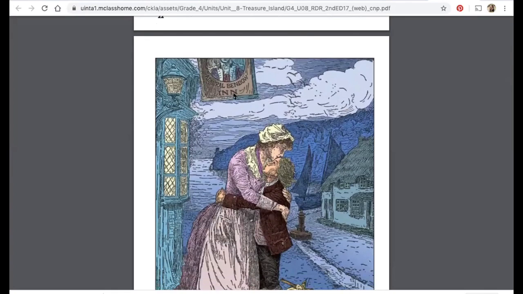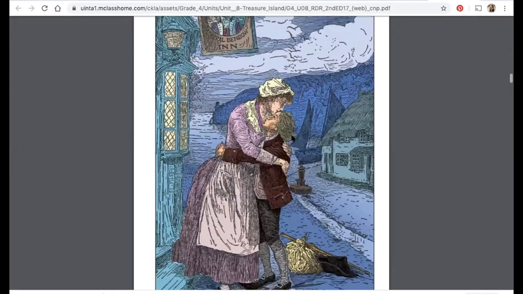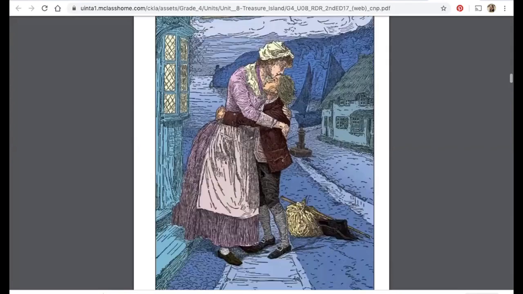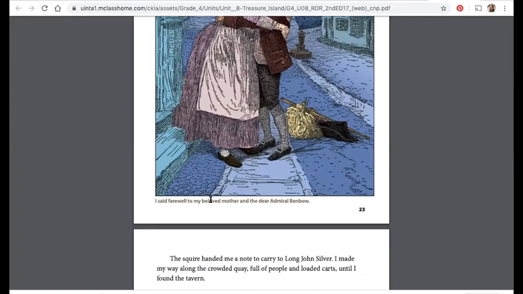Here we have a picture of that Admiral Benbow Inn, and mother is so sad to say goodbye to her sweet, sweet boy. Okay, Jim is probably excited. His mom's probably more sad than he is. But you can tell he loves his mother because he's saying beloved mother here.